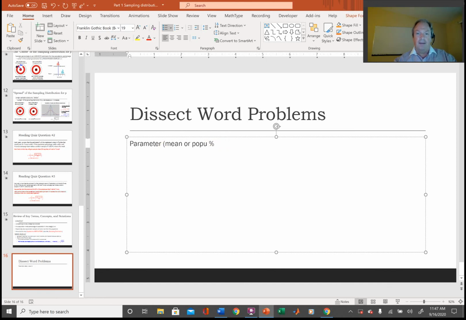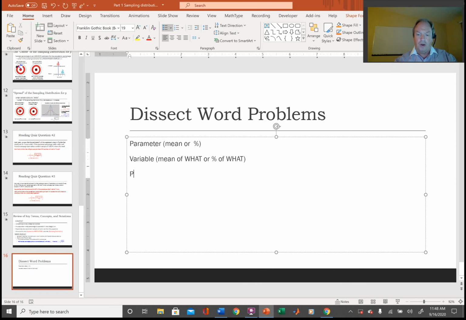I'm going to leave out population because it's understood. If you see percentage, you're working with a categorical variable, right? A mean, quantitative. From there, you want to figure out the variable. Okay, mean of what? Or percentage of what? It's always good to know what variable you're working with.